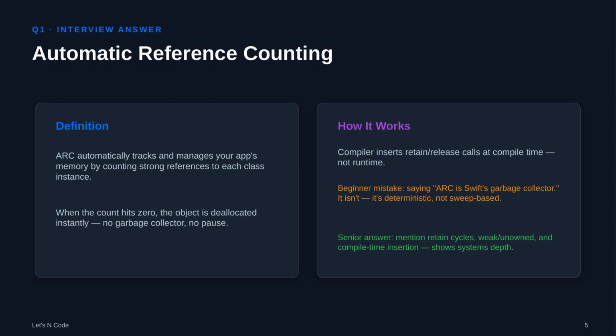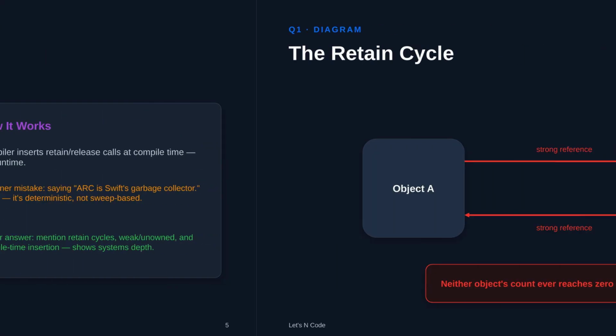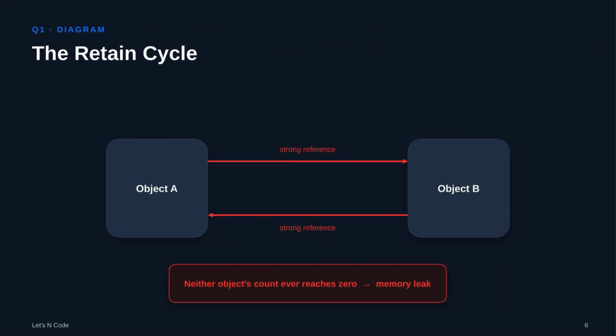If you want to sound senior in this answer, don't stop at the definition. Bring up retain cycles and weak references before the interviewer even asks. That's the difference between a junior answer and a senior one.